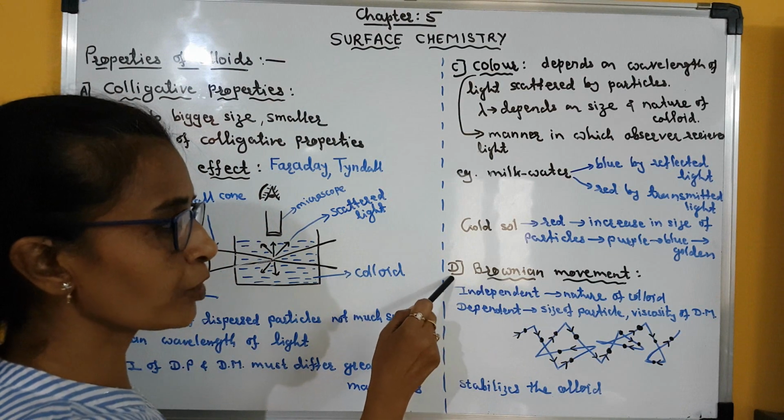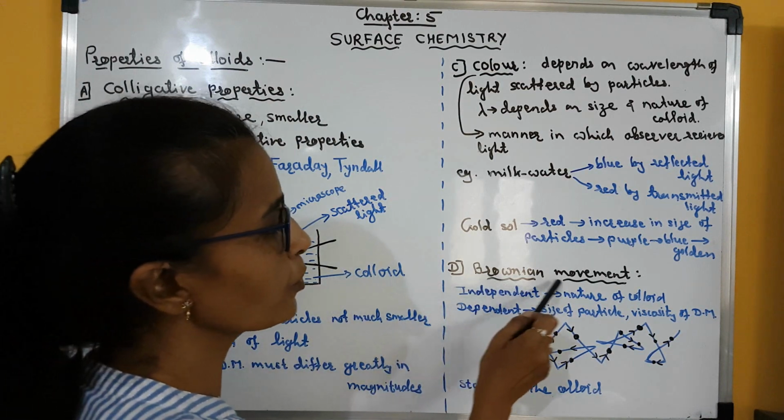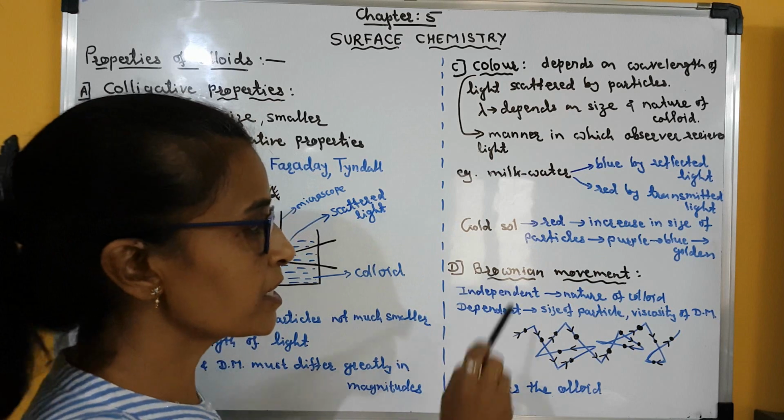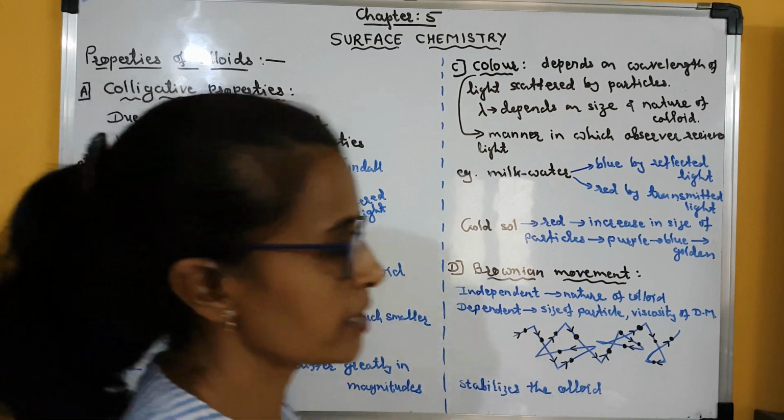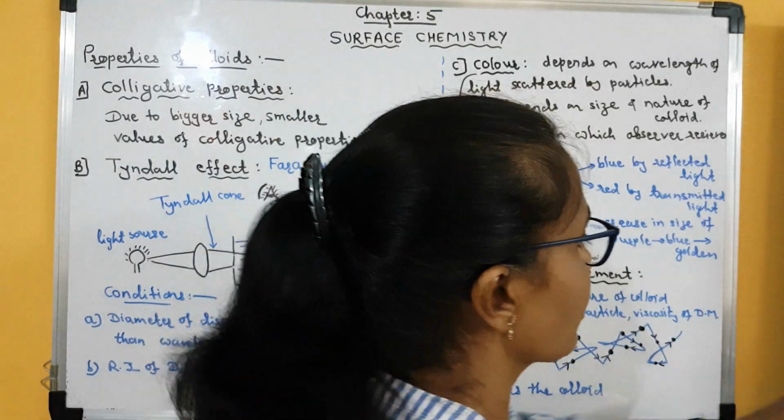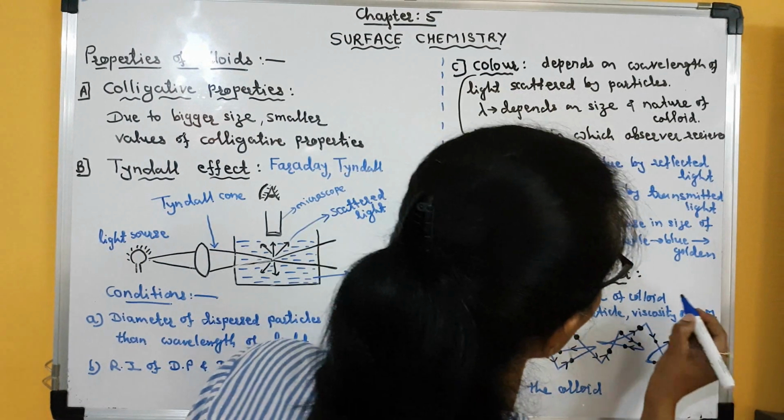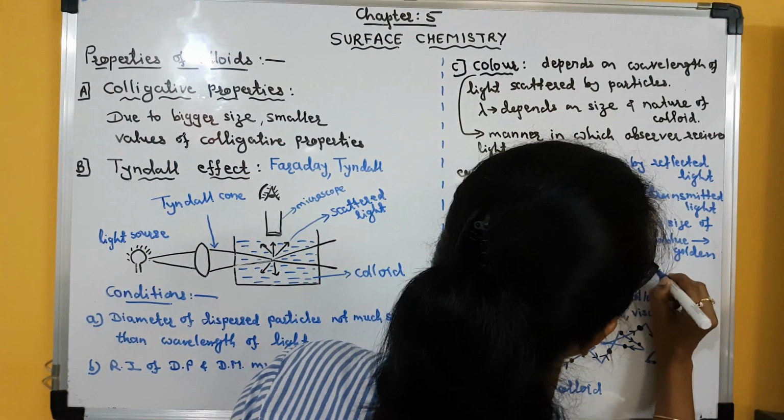Now again, the fourth important property, that is Brownian movement. This is called a mechanical property. See, here I will write so that you can also remember. Brownian effect is a mechanical property of colloid.